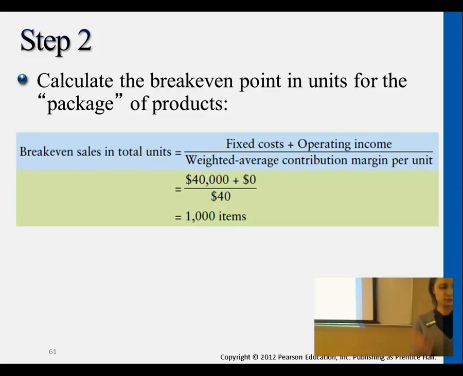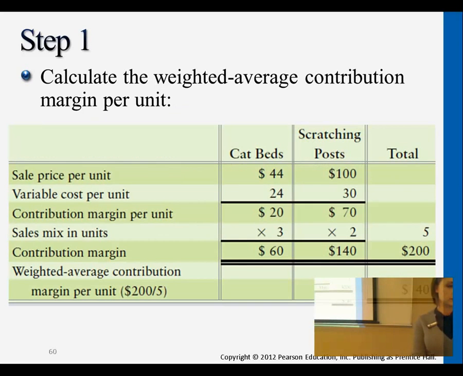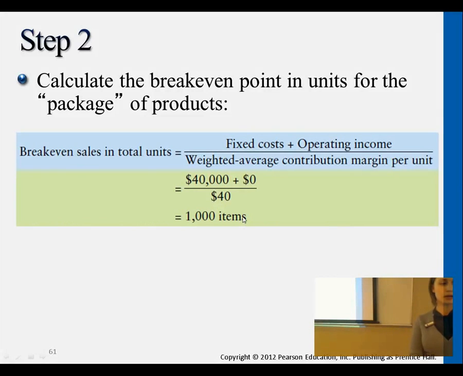So I'm going to take that fixed cost that I just told you about, that is $40,000. My operating income, I'm calculating break-even point, it's 0. So $40,000 divided by that $40 that I just found here, right? My weighted average contribution margin per unit. So I have 1,000 items. What is the 1,000 items? That's my break-even point in units for that bundle.